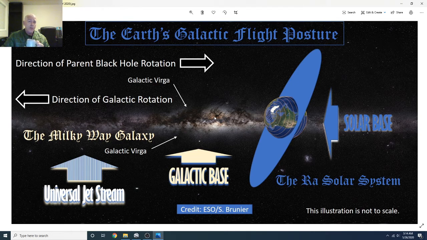Okay, the center of our galaxy is actually rotating in the opposite direction. Just like the vortex at the North Pole and the South Pole are rotating in the opposite direction as the planetary rotation. Okay, now that's pretty much how it most simply works in terms of where the forces are coming from.